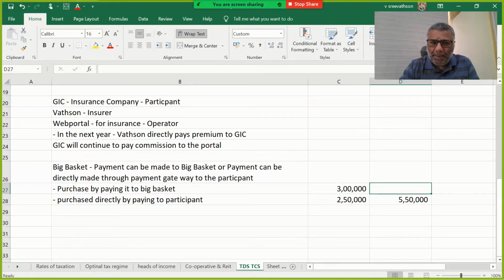So what will Big Basket do? They know that they have to pay 3 lakhs. They will deduct 1% of 5,50,000 and pay the balance to the participant.